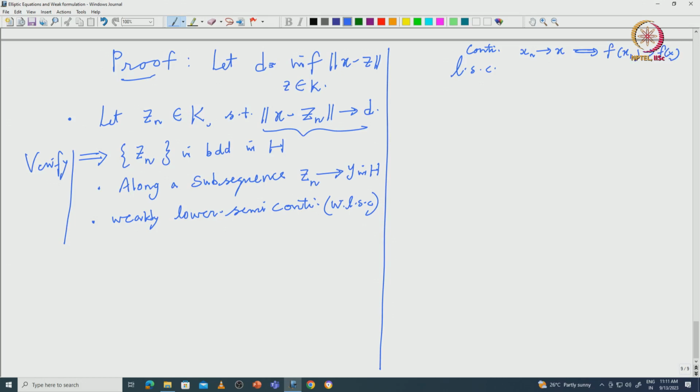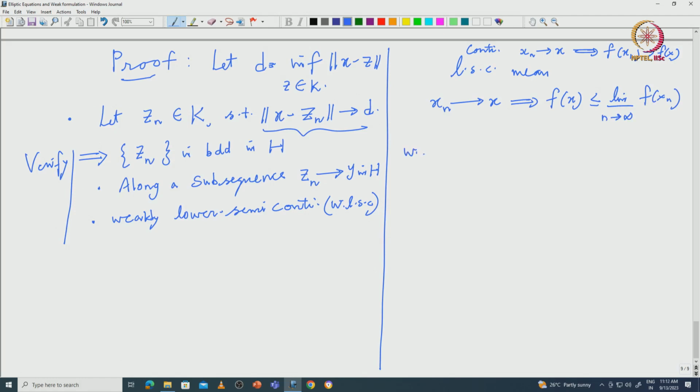Lower semi continuity is an important concept in minimization and optimization problems. You need some sort of continuity, not full, you need some sort of an estimate from the lower side. So, lower semi continuity means xn converges to x, whatever be the topology, implies f(x) is less than or equal to the lower limit as n tends to infinity of f(xn). So, that is your lower semi continuity.